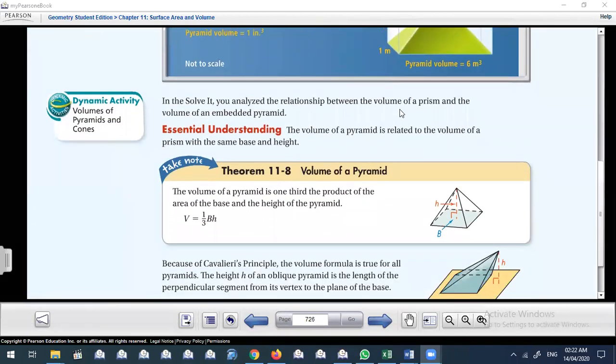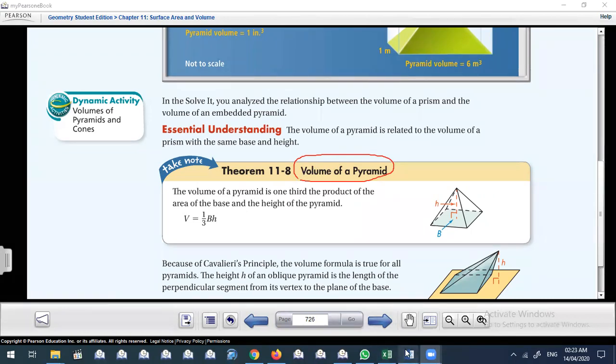Volume of the pyramid is one third BH. And as we studied before, B is the area of the base, H is the height. So again, volume of the pyramid is one third BH. B is the area of the base, H is the height.